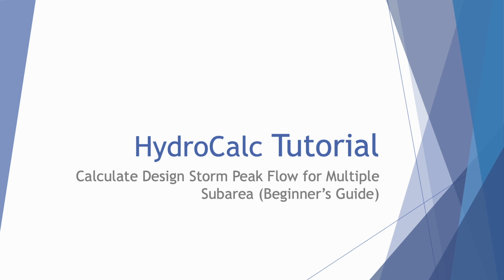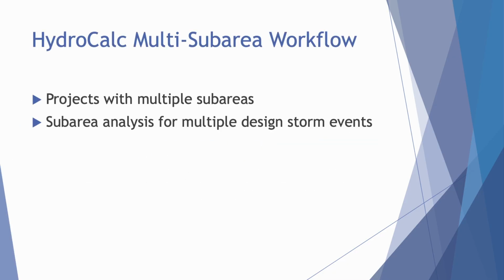In this tutorial, we'll look at how to use HydroCalc to calculate peak runoff and develop hydrographs for multiple subareas at once using a formatted CSV input file. This workflow is especially useful for projects with many drainage subareas or situations where you need to evaluate multiple design storms for the same subarea. Just like in the previous tutorial, HydroCalc applies the modified rational method in accordance with the Los Angeles County Hydrology Manual.